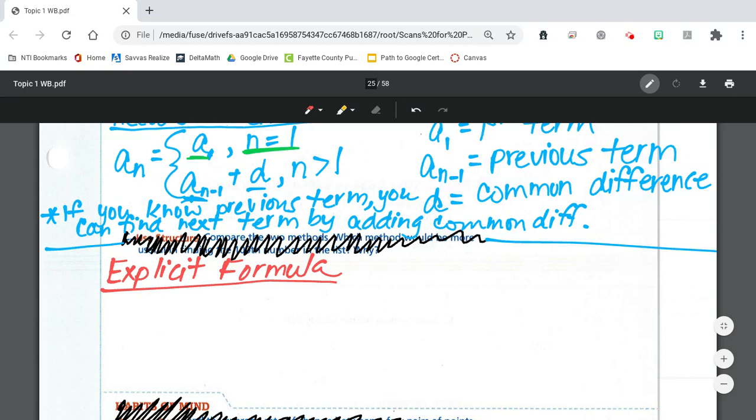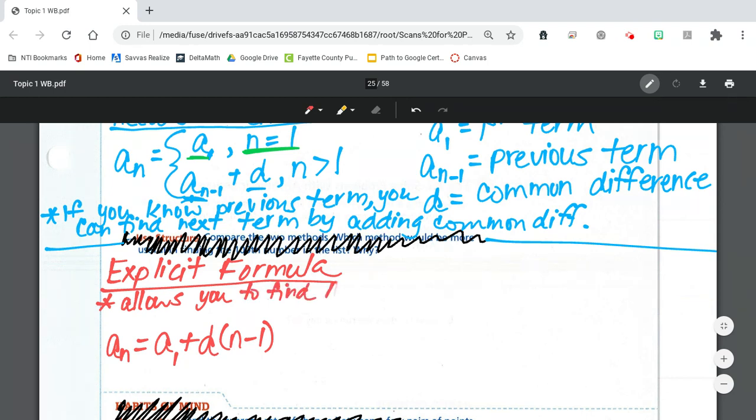Okay, so then the explicit formula will look like this. A sub n equals a sub 1, and when I say sub, I mean subscript, plus d times n minus 1. And what the explicit formula does is it allows you to find any term in a sequence without having to know the previous term. Any term.